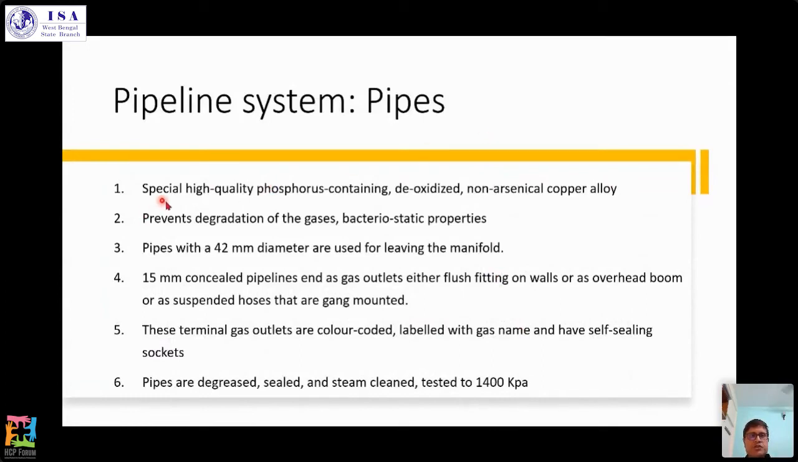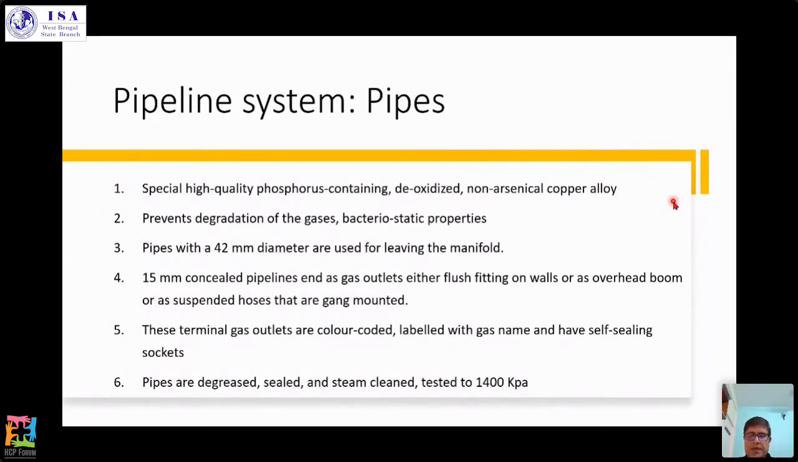Now, pipes. How should the pipes be? They're made of special high quality phosphorus containing deoxidized non-arsenical copper alloy. A lot of technical mumbo jumbo. What it does is that it prevents the degradation of the gases, and this also has bacteriostatic properties. Now, pipes with a diameter of 42 millimeter are used for leaving the manifold, and 15 millimeter concealed pipelines end as gas into either flush walls or overhead boom. We'll get to that later.